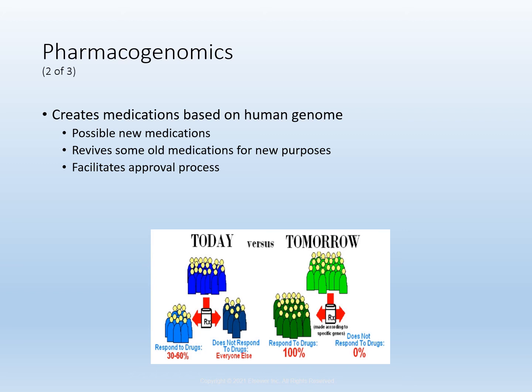So pharmacogenomics creates medications based on the human genome. So it's going to help develop some possible new medications, revive some old medications for new purposes, and then it's going to facilitate the approval process. The distinct advantages for this are drug markers may be able to help target specific diseases, and it can reduce the cost and risk of clinical trials because they're better tailored to certain individuals. If you want, you can always look at more information on here at the National Institute of Health's website.